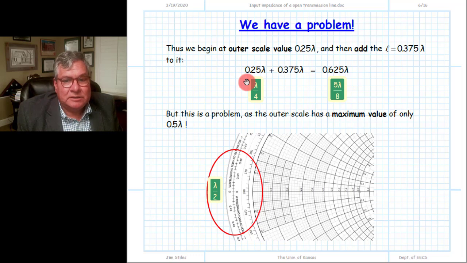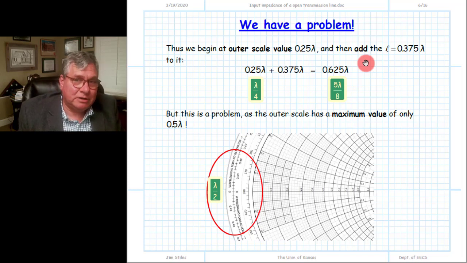The way we use this is we know we need to move clockwise around the Smith chart a distance of 0.375 lambda. So we take the original marker value of 0.25 and we add the length of our transmission line to it, 0.375 lambda. And when we do that, we get a value of 0.625 lambda. What does that signify? Well, that is the value of the outer scale marker that we should stop at. We rotate around clockwise until we come to wavelengths toward generator on the outer scale, a value that is 0.625 lambda, and then we stop. Or at least that should work.